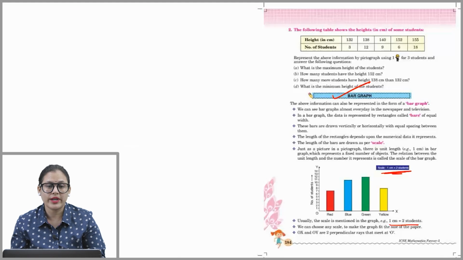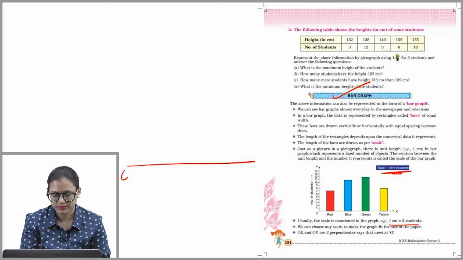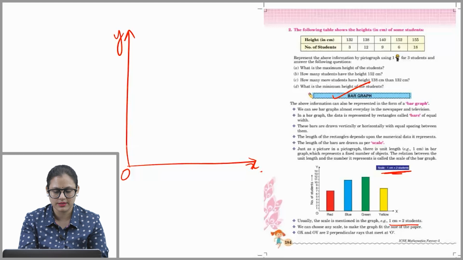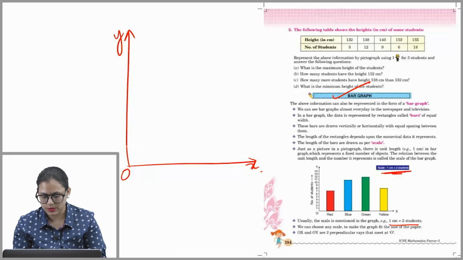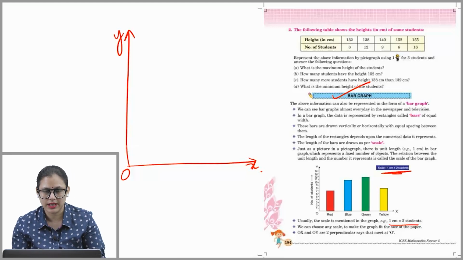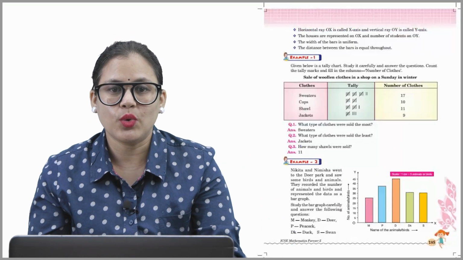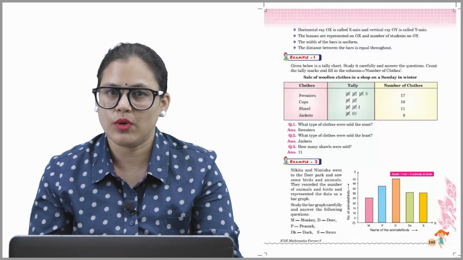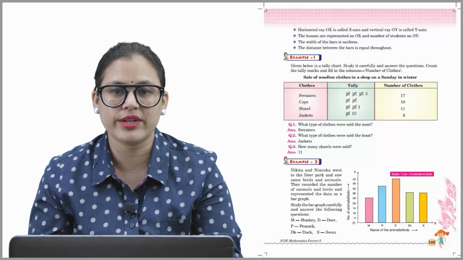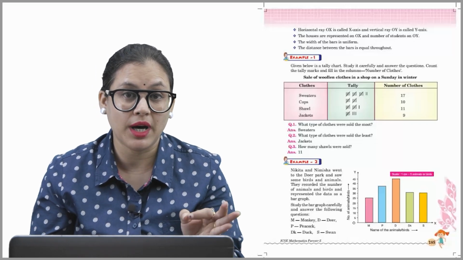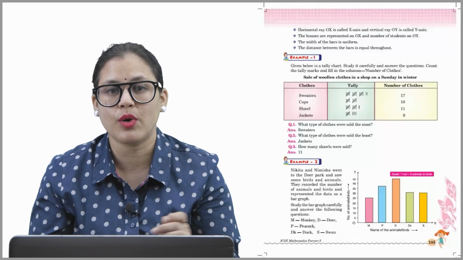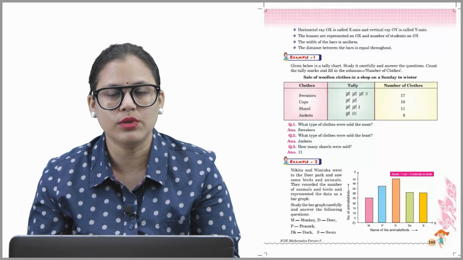Okay, OX and OY are two perpendicular rays that meet at O. Okay, this is OX, this is OY. This is also known as the x-axis and y-axis. On the x-axis we have taken the color names, and on the y-axis we have taken the number of students. The horizontal ray OX is called the x-axis and the vertical ray OY is called the y-axis. The houses are represented on OX and the number of students on OY. The width of the bar is uniform and should be uniform throughout the graph. The distance between the bars is equal throughout.